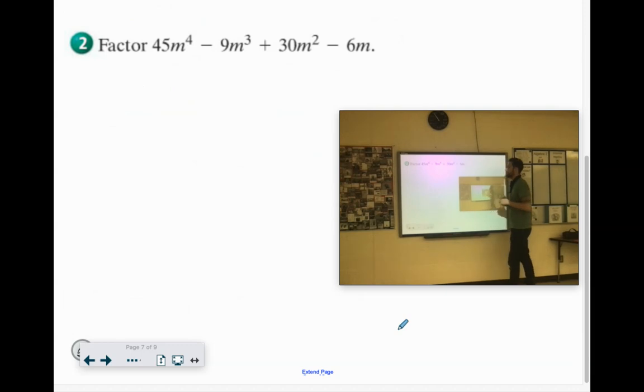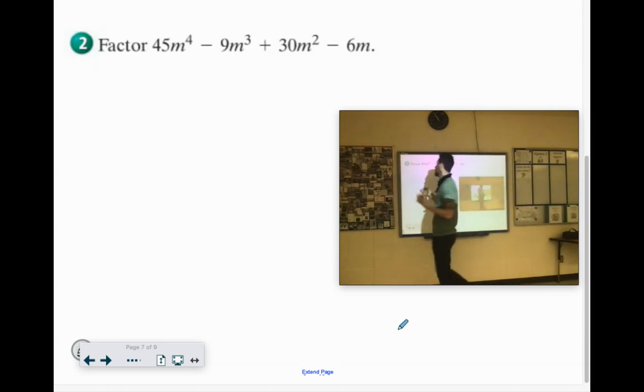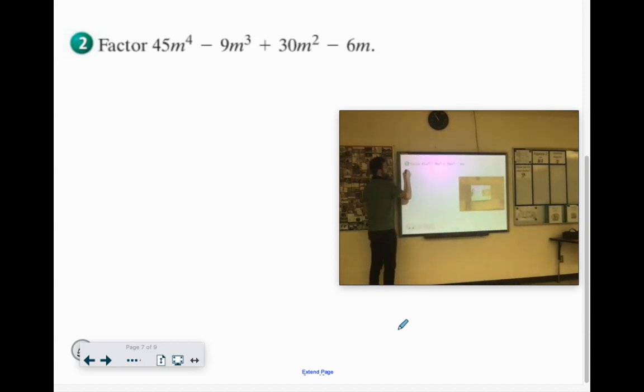This is our last one. 45m to the fourth, 9m to the third, 30m to the second, 6m. They all have an m, and 3 goes into all of this, so we'll kick out a 3m. We'll divide them all by 3m, which means we're dividing the big number by 3, and we're knocking off one of the m's. So 45 divided by 3 is 15.